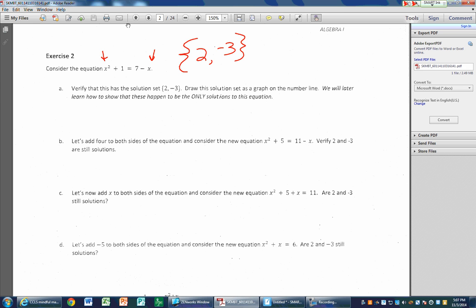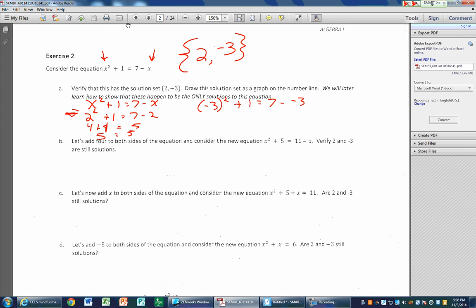So when you write down the x squared plus 1 equals 7 minus x, we do 2 squared plus 1 equals 7 minus 2. The 2 went in both spots. So 4 plus 1 is 5, and that equals 5. So 2 is in the solution set. Then you do exactly the same thing for negative 3. Why did I put negative 3 in parentheses? Because we're squaring it, and you always put the base of an exponent in parentheses with the exponent outside so that we don't make any mistakes.